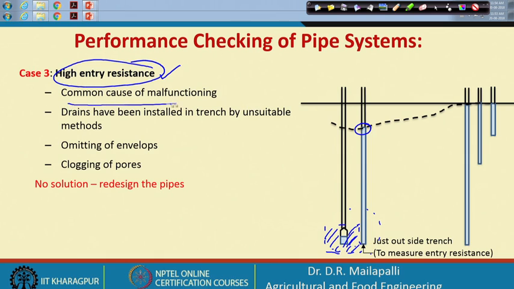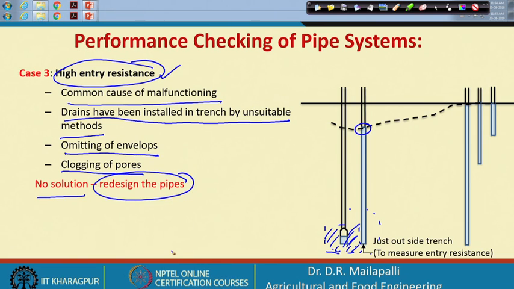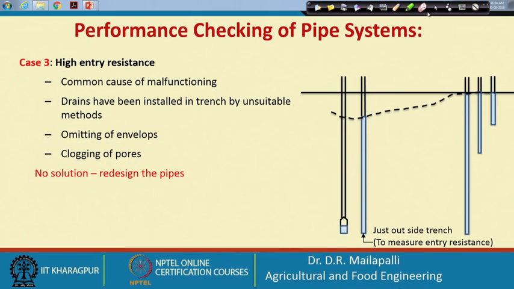This is the main common cause of malfunctioning. That is why envelope material needs to be designed very well. Another cause is that drains have been installed in a trench by unsuitable methods, meaning unsuitable methods might have been adopted for laying the pipes, and omitting the envelope. Sometimes if you omit the envelope, that is definitely going to clog the pores. In this case there is no easy solution; you have to redesign the entire drain system.